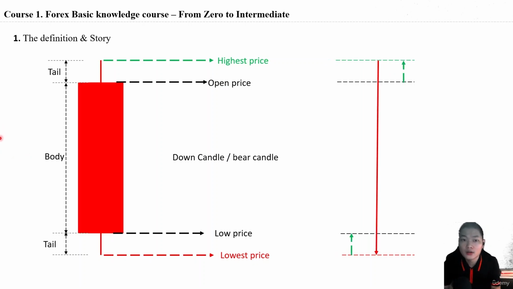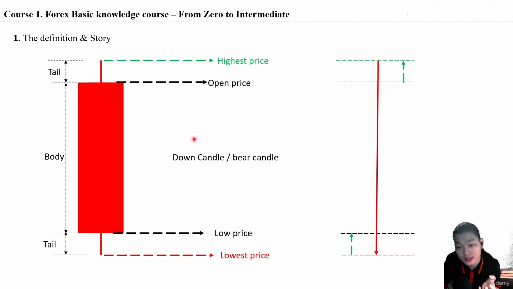Now the down candle, or the red candle on your screen. Normally traders use a green candle for the up candle and a red candle for the down candle. It also has four factors: open, close, lowest, and highest. But for the down candle, the open price is at the top and the close price is at the lowest. It means that at the end of the day, the price went down massively. So here is the close price, sorry about that.